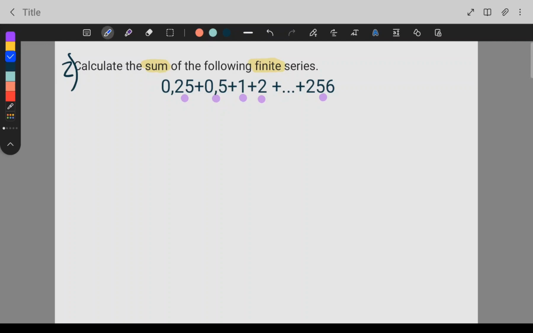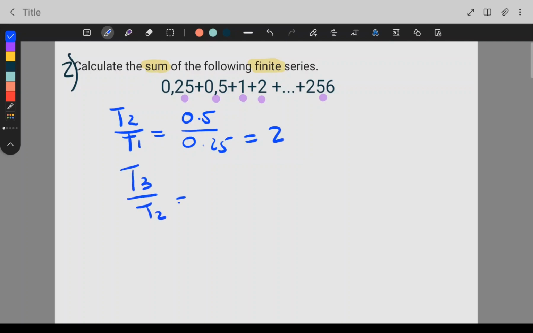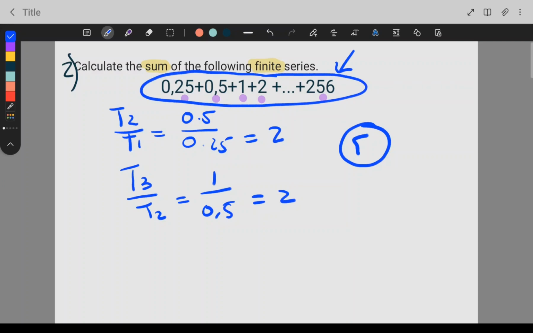How do I know that? Because term 2 over term 1, 0,5 over 0,25 is equal to 2, and T3 over T2, let's see what this is. 1 over 0,5 is also 2. So there is a constant ratio. So, okay, that's how I know it's geometric. They want the sum of this whole series. So here, I have to first find out how many terms there are in the series, because I don't know. So let's work out that first.